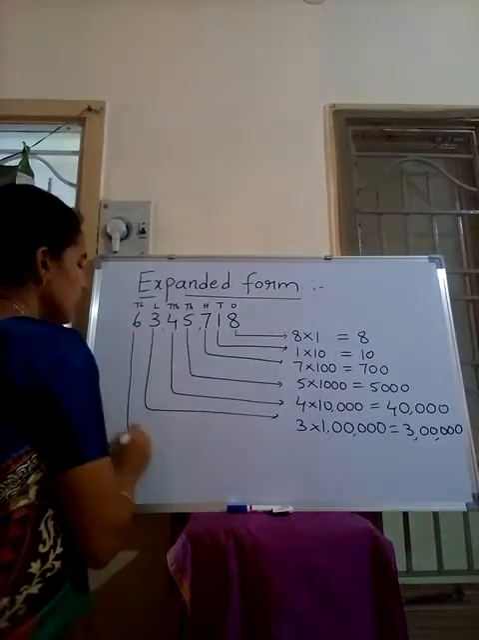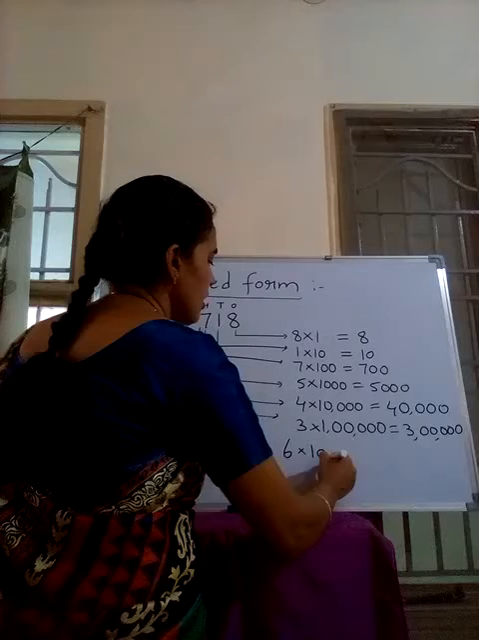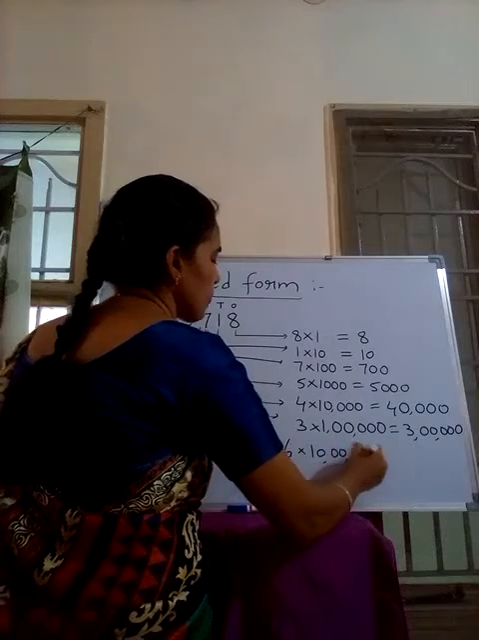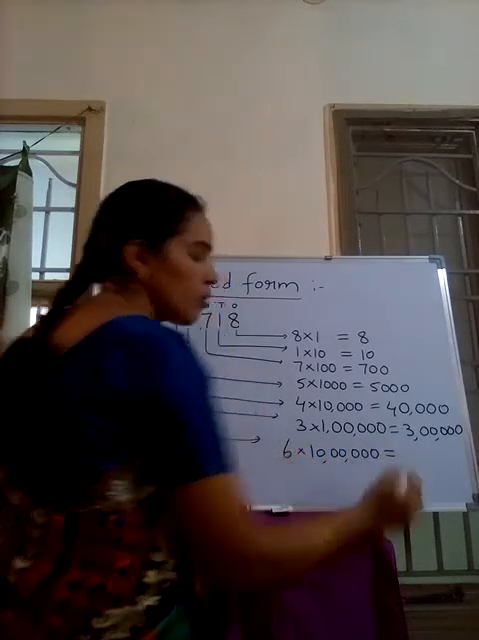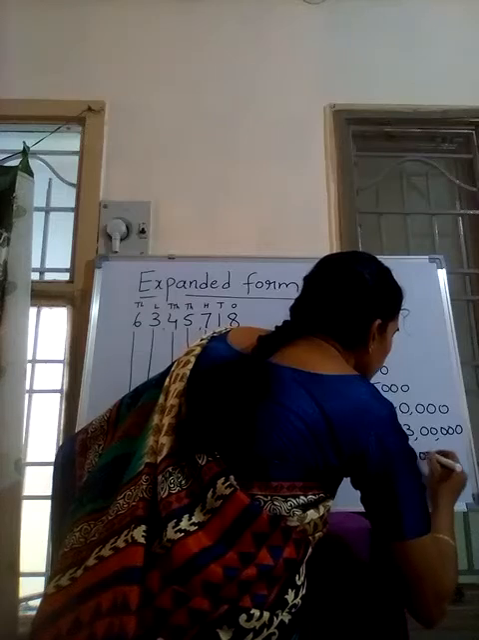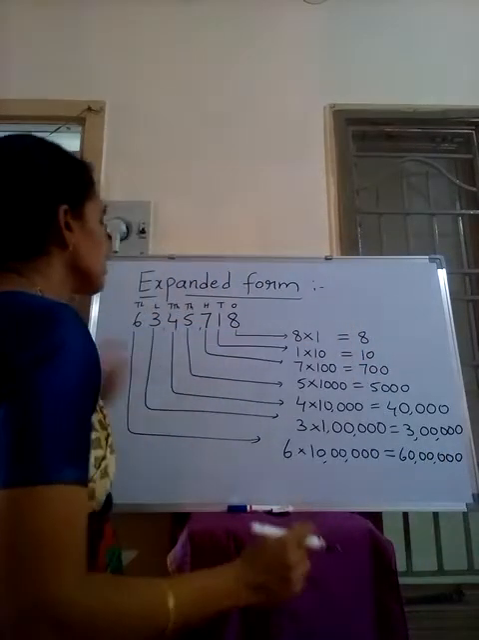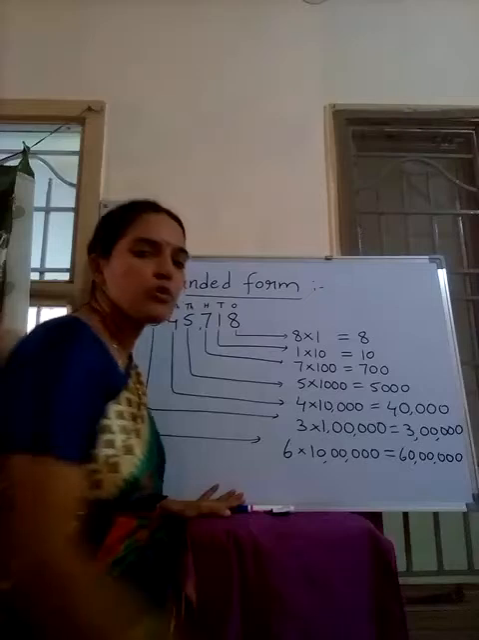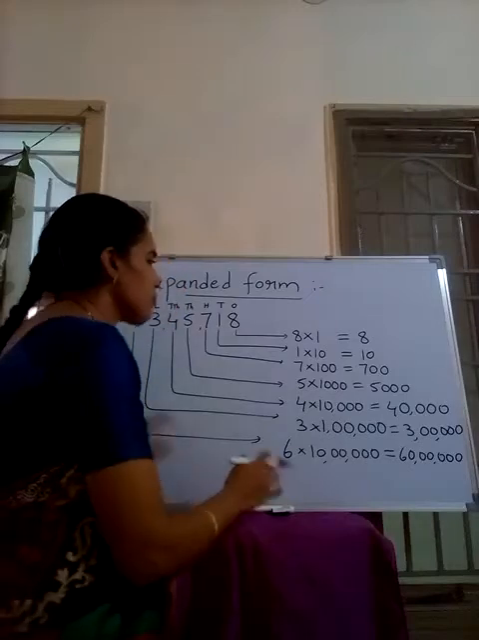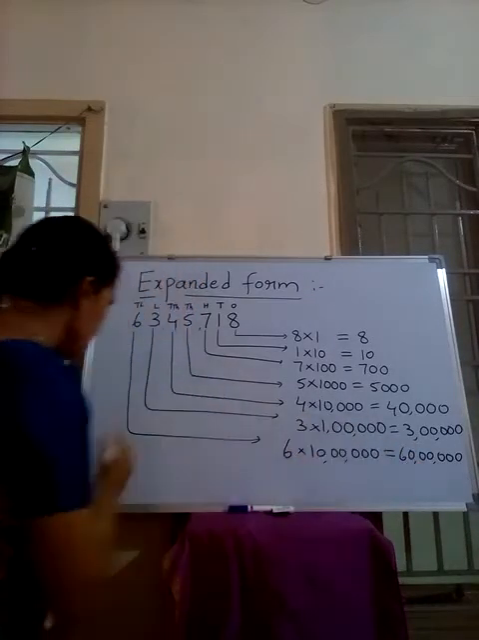Now 6 is there in 10 lakhs place. 6 into 10 lakhs. What is its value? 60 lakh. Now these are the place values of those digits. The expanded form is nothing but: 6 is there in 10 lakhs place, 60 lakhs.